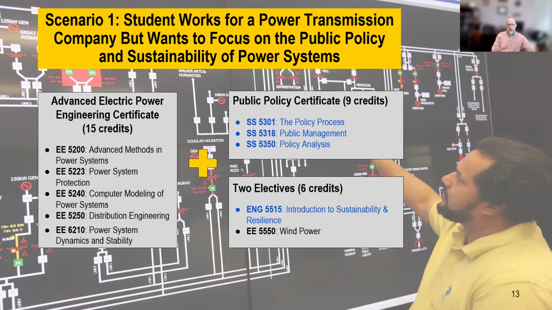And then in addition, electric power often has a lot of implications for public policy: where to build transmission lines, how it impacts the general population. So there is a public policy certificate out of our social sciences department. That is a scenario where you could get that certificate, which is 9 credits. And then that would just leave 2 more classes, 6 credits of something that would be of interest for you to take.